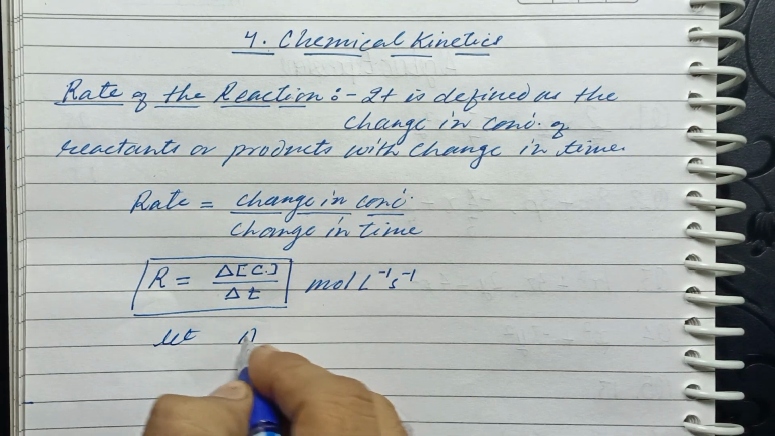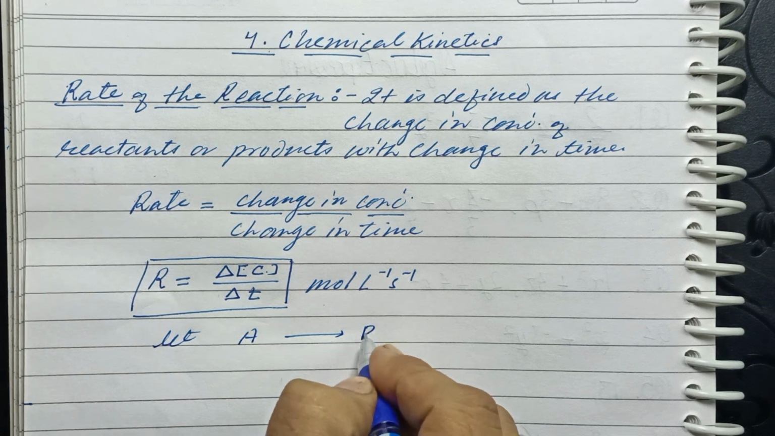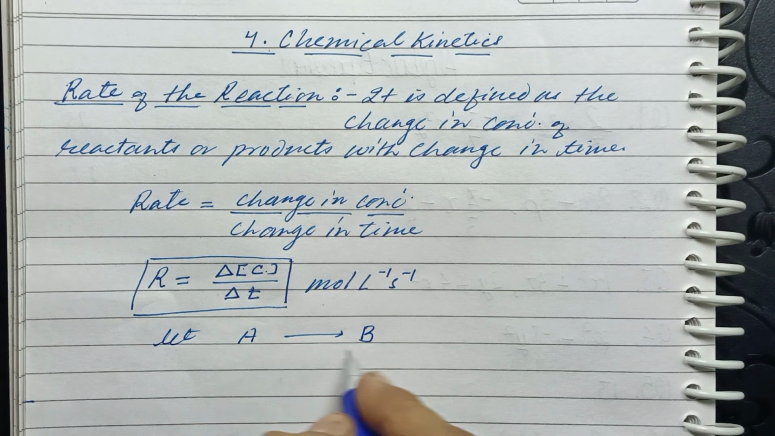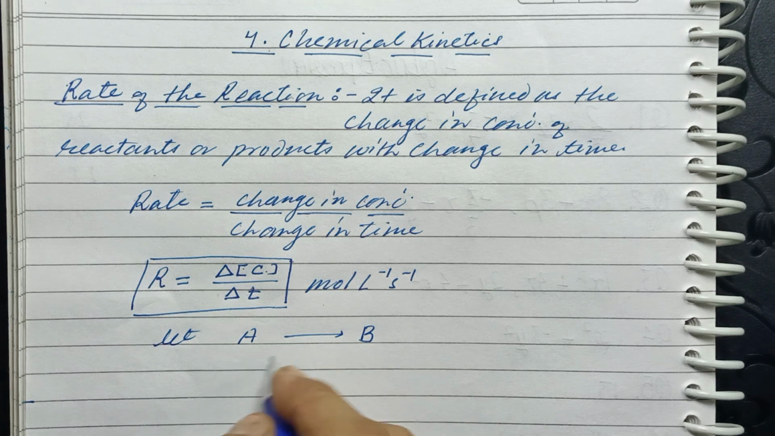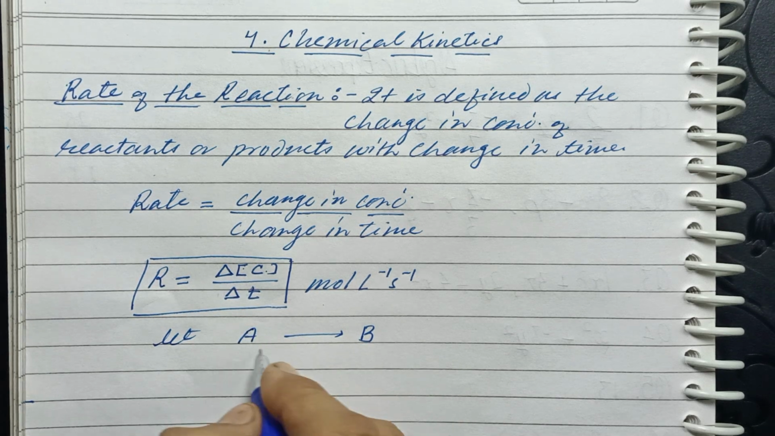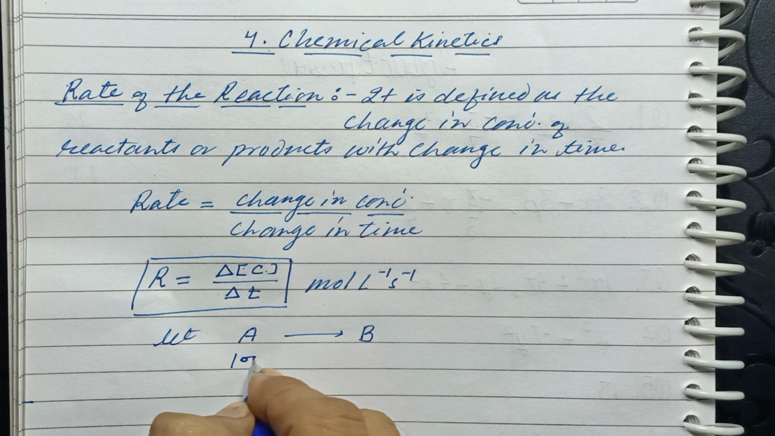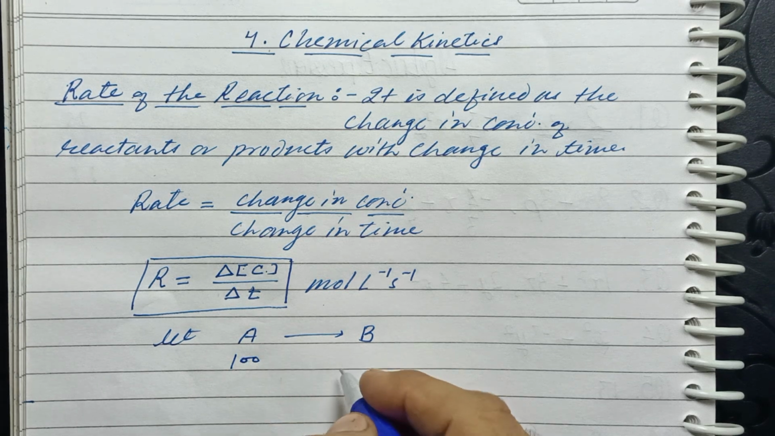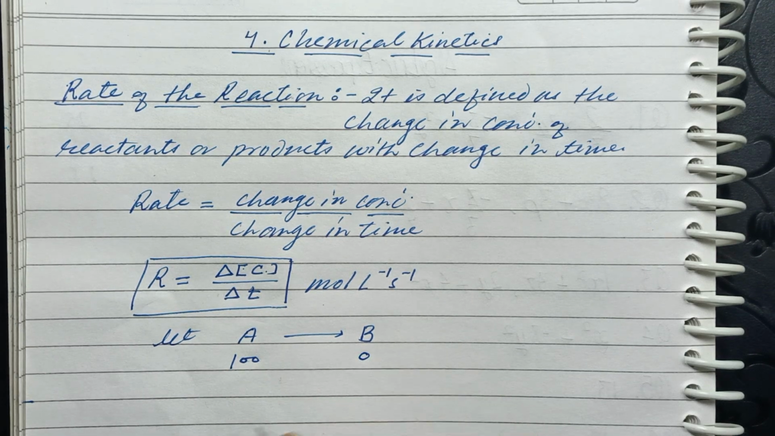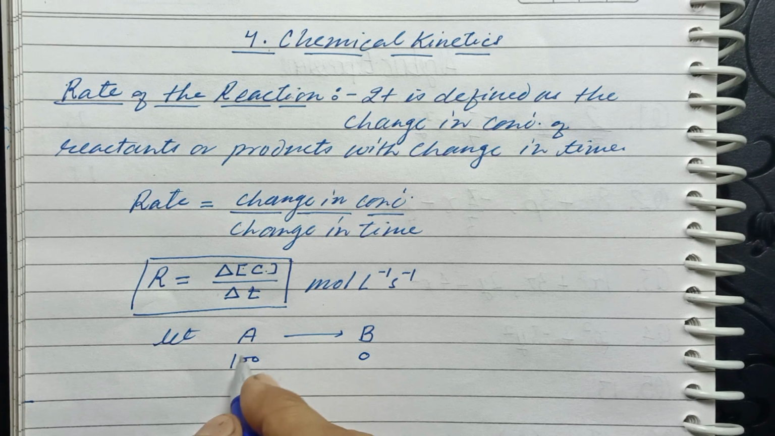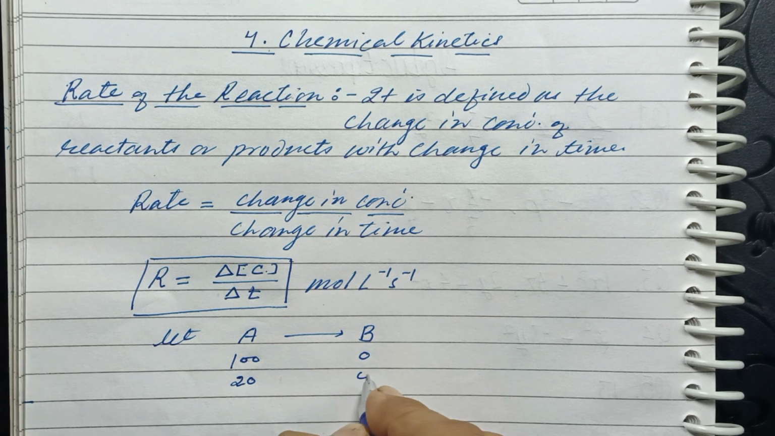Let A forms B. A is reactant, B is product, and with the passage of time, suppose initial concentration of A is 100 gram, 100 mole, whatever. Initial concentration of B is 0. With the passage of time, the concentration of A will decrease. Suppose 20 gram of A is left and 80 gram of B is produced.